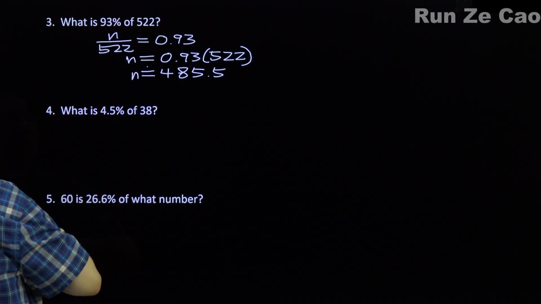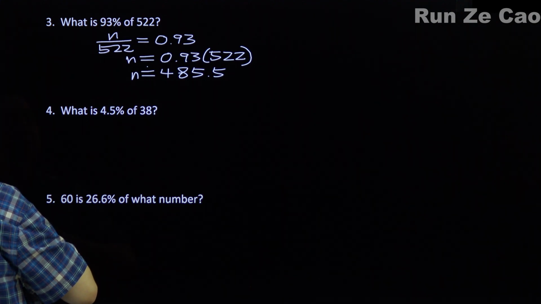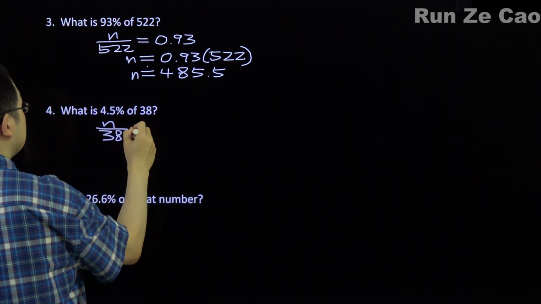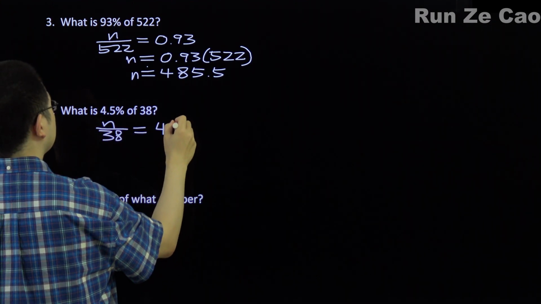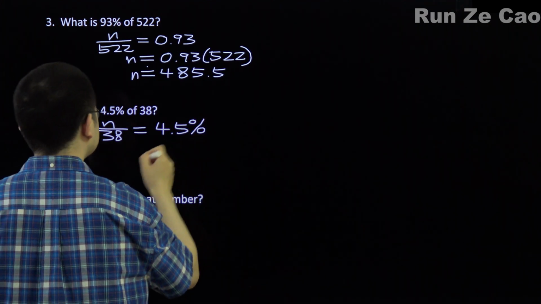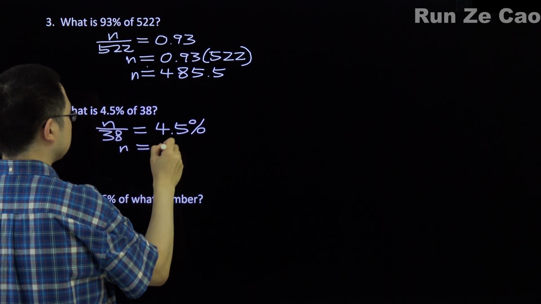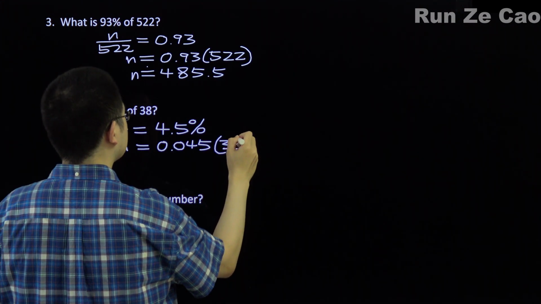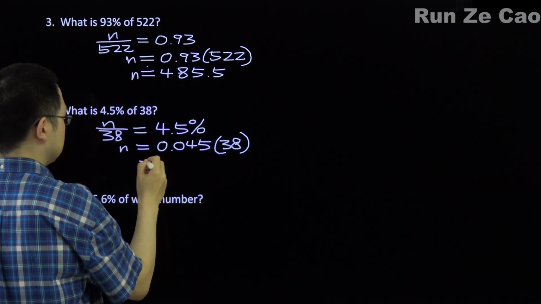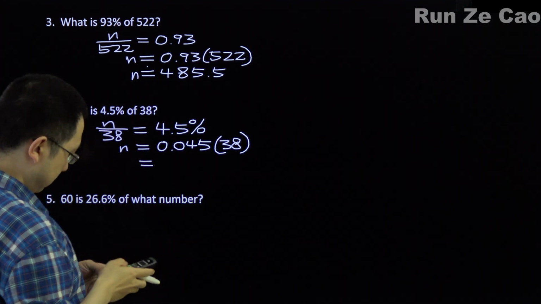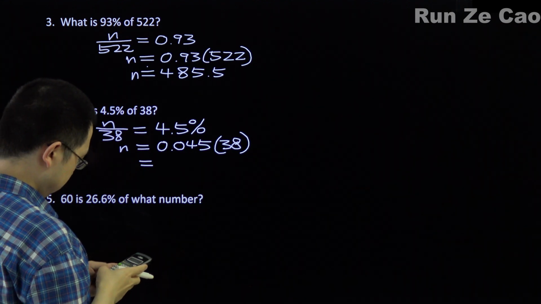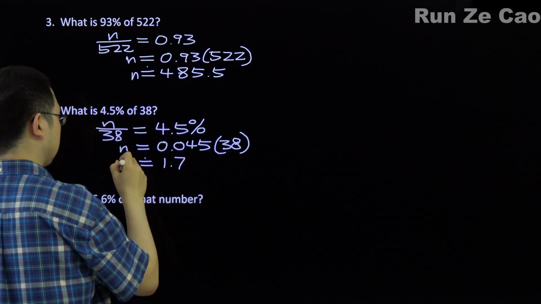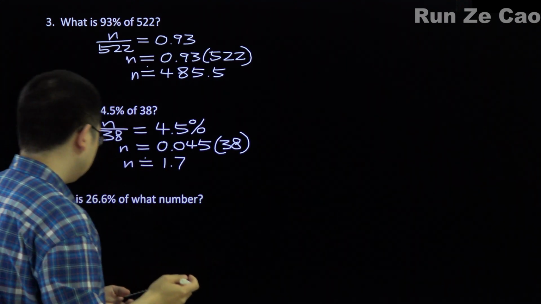So what is 4.5% of 38? N over 38 is equal to 4.5%. N is equal to 0.045 times 38. So 0.045 times 38, approximately 1.7, because it's 1.71, the result.